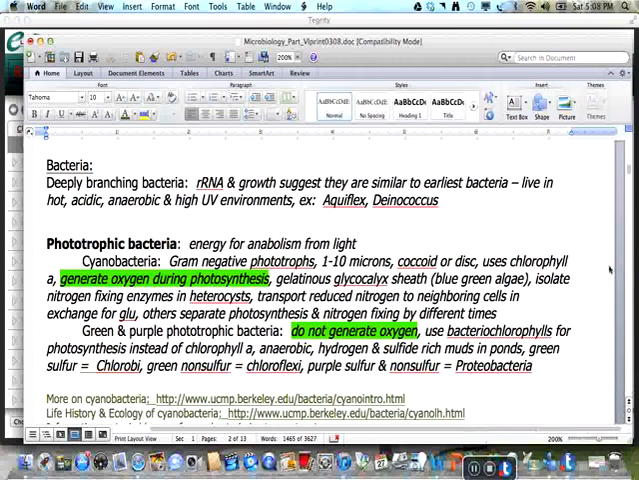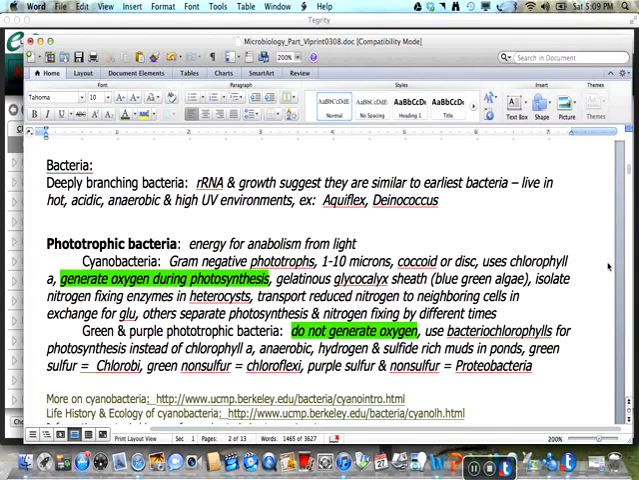This is Part B of Unit 6 lecture on microbial diversity. The bacteria are very diverse organisms. In this section, we will be looking at the differences in many groups of bacteria. The rRNA and growth patterns suggest that the deeply branching bacteria are similar to the earliest bacteria. They live in hot, acidic, anaerobic, and high UV light environments. A couple of examples of these are the Aquifex and Deinococcus.